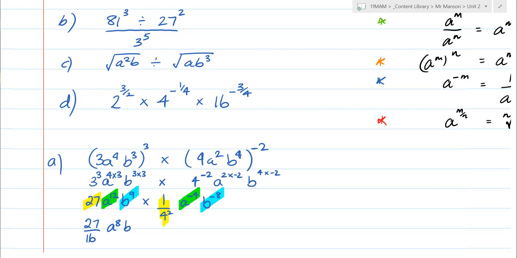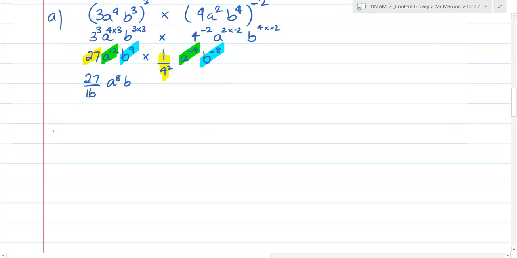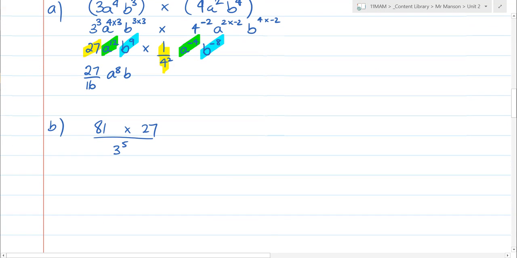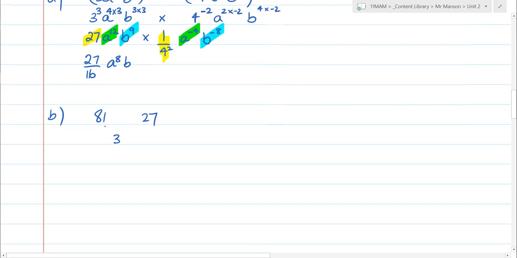81, 27, 3 to the power of 5. B, 81. Anyone remember these powers? So B was 3 and 2, and it wasn't divide. Okay, so here's the next one, 3 to the power of 5 there.